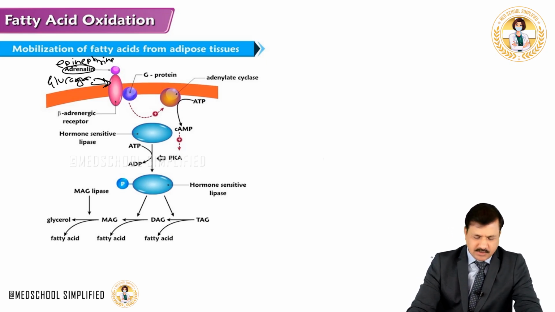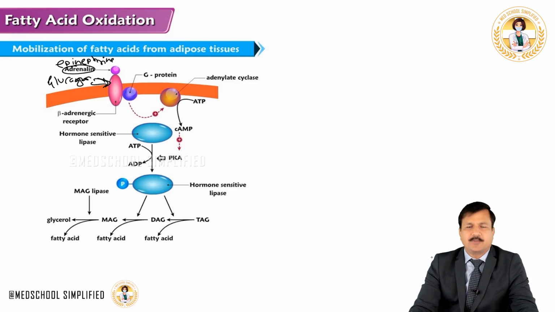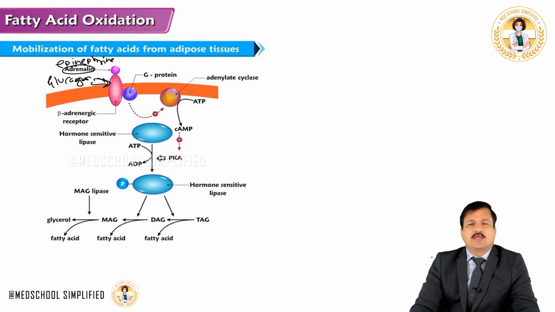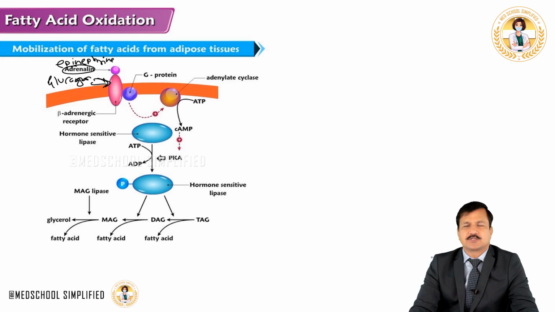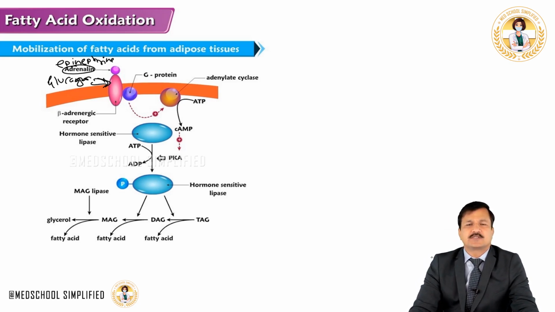And the cyclic AMP is going to activate the enzyme called hormone-sensitive lipase in the adipose tissue. Now the increase in cyclic AMP is going to increase the activity of the protein kinase A enzyme, and this protein kinase A is going to phosphorylate the hormone-sensitive lipase enzyme in the adipose tissue, and the phosphorylated form of hormone-sensitive lipase is an active enzyme.